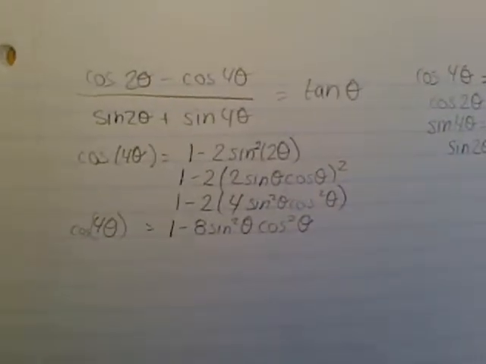So we're going to end up getting 1 minus 2 times 2 squared, which is 4, sine squared theta cosine squared theta. Then we're going to multiply it by 2, so 1 minus 8 sine squared theta cosine squared theta. So this is all, once again, equal to cosine of 4 theta. Here we see the process.